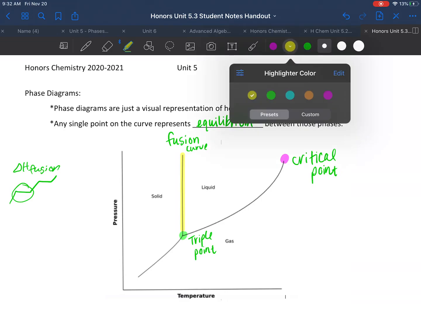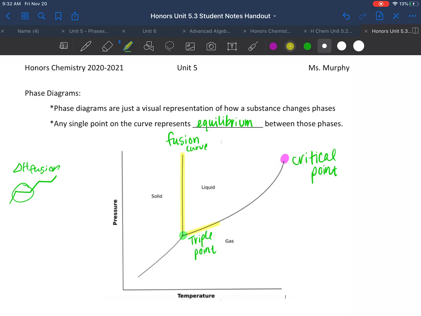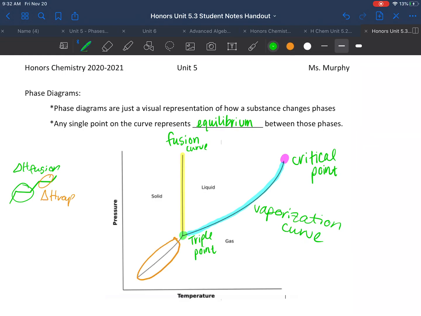And then we also have our, oops, I forgot to change colors, vaporization curve. Again, on this portion we had delta H of vaporization, and that is what this curve represents. And then don't forget also that this here is your sublimation curve, because sublimation is the process of going from gas to solid.